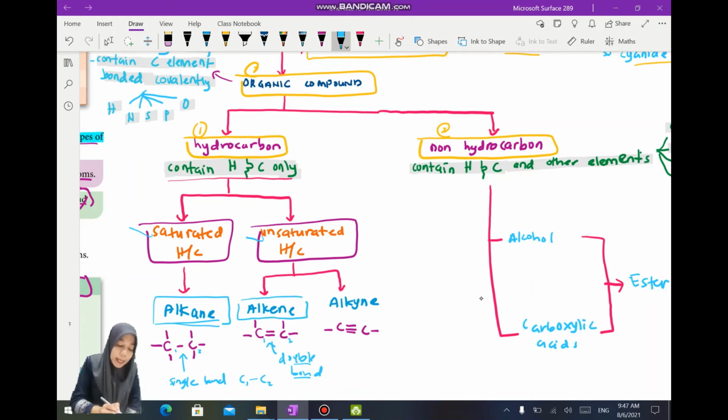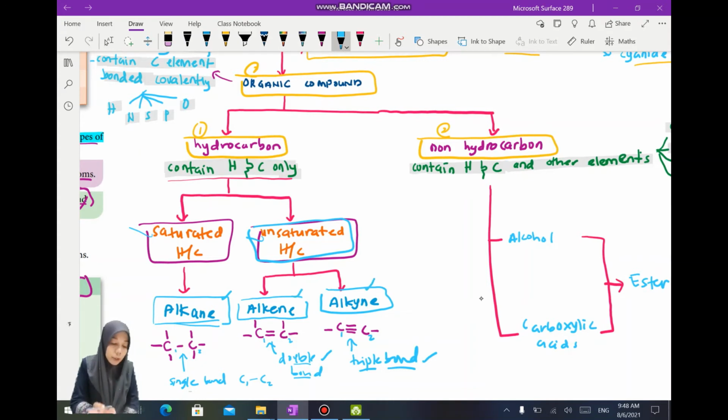Okay, and then other example is alkyne. It has triple bond. Okay, it has triple bonds between carbon atom. Okay, example here C1 and C2. It has triple bond. Okay, example here is alkyne. So, bila dia ada double bond ataupun triple bond between carbon atom, it is unsaturated hydrocarbon. Okay, nampak? Okay, yang ni jangan risau. Nanti kita akan belajar lebih details di dalam homologous series.